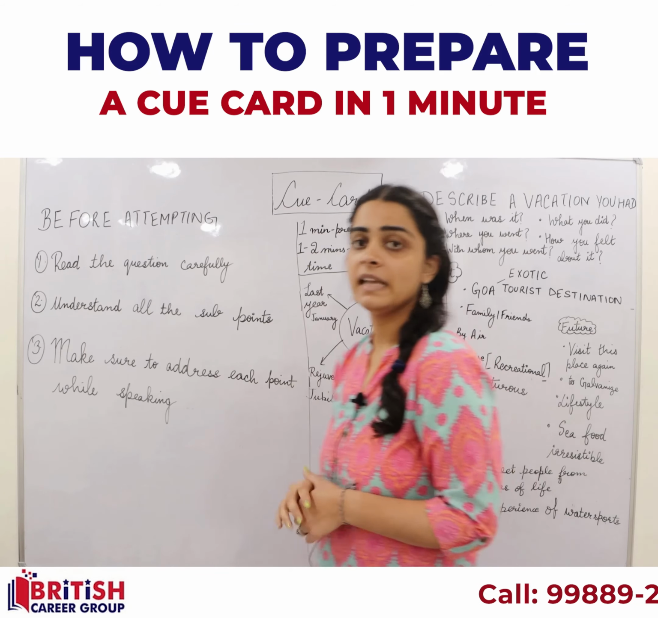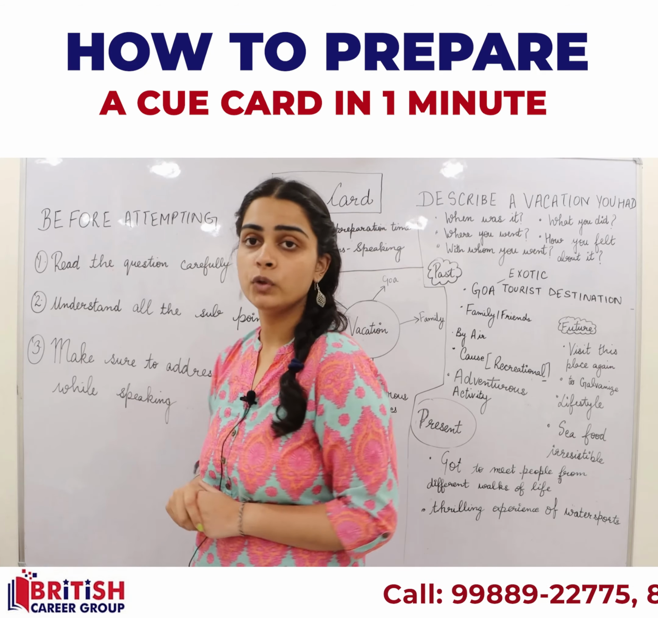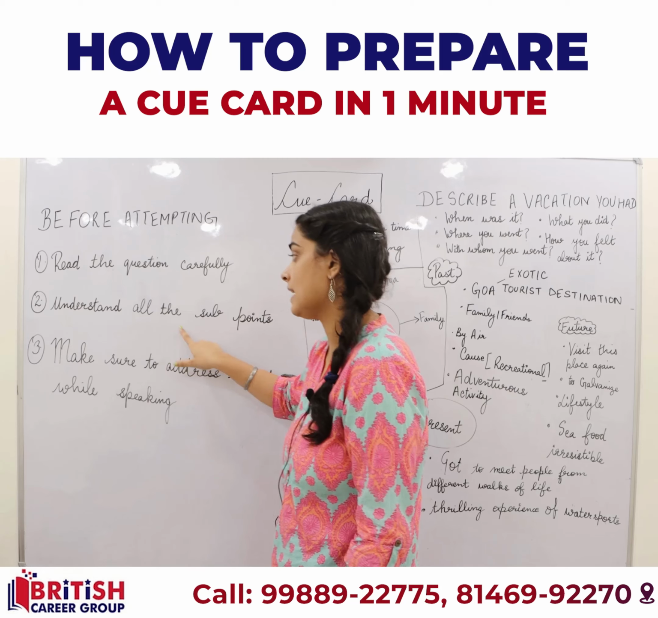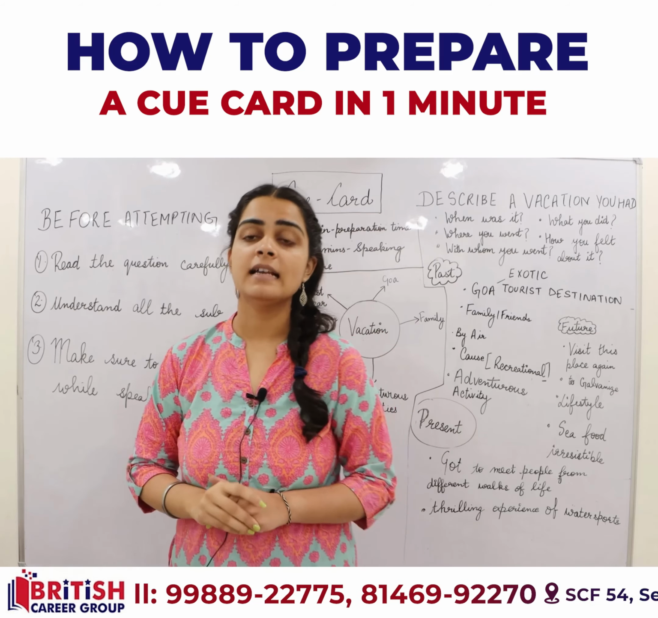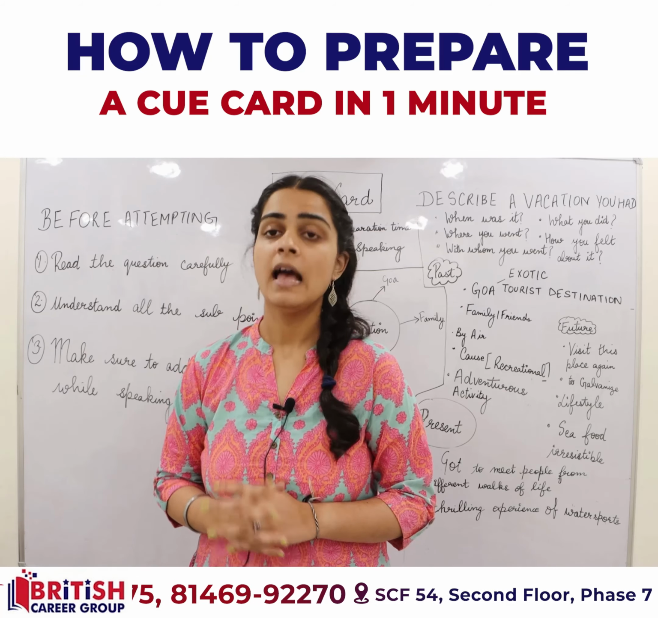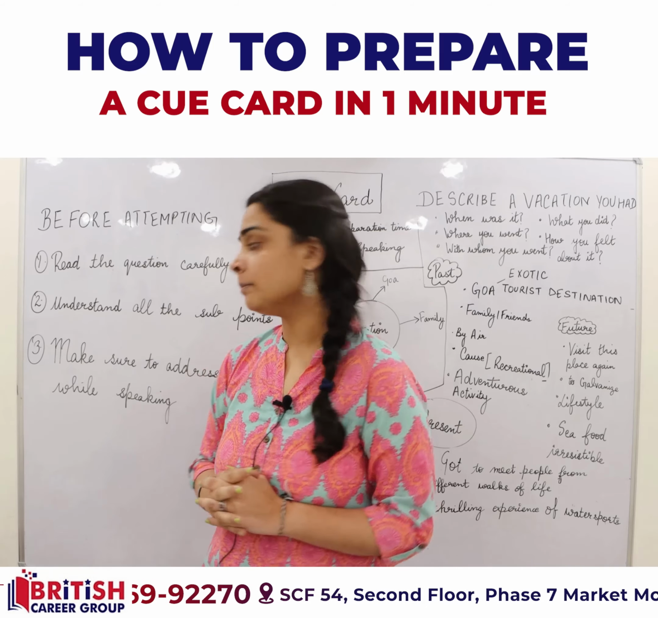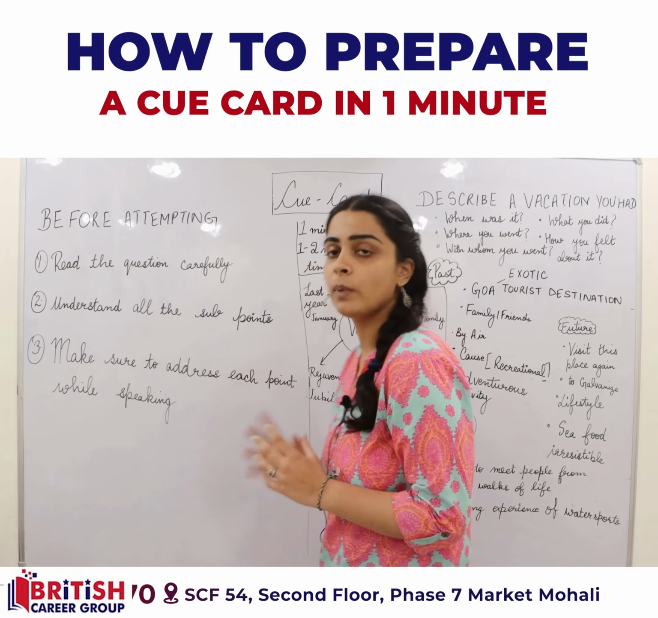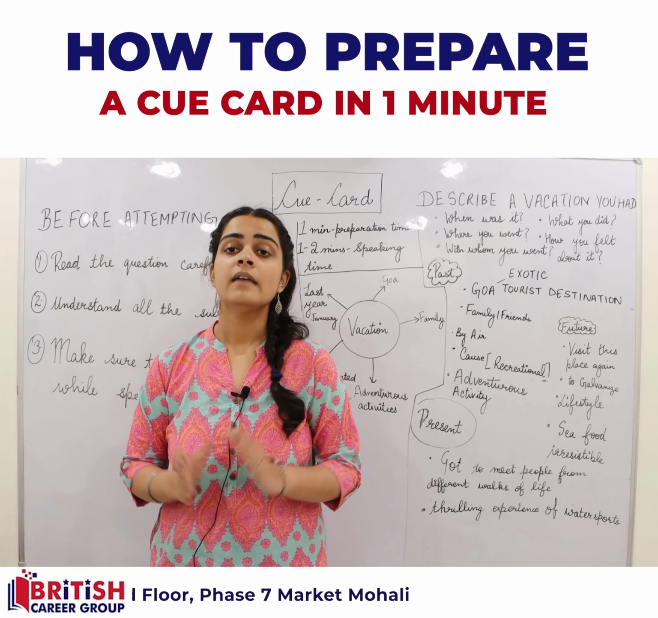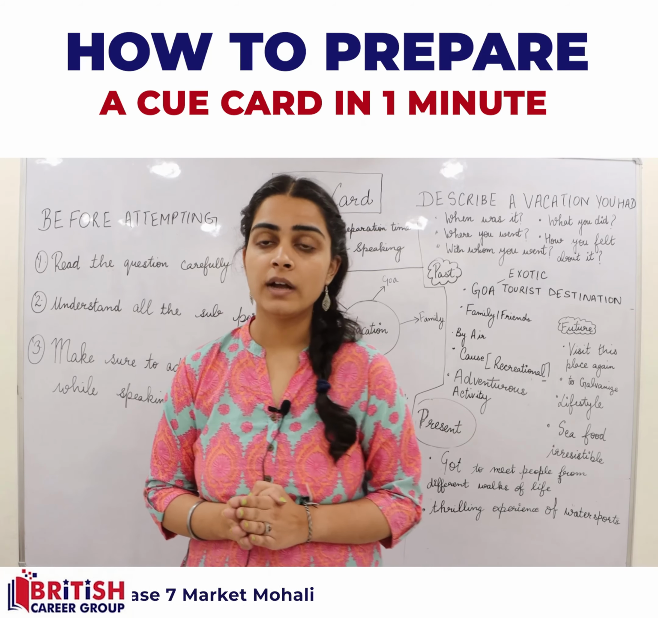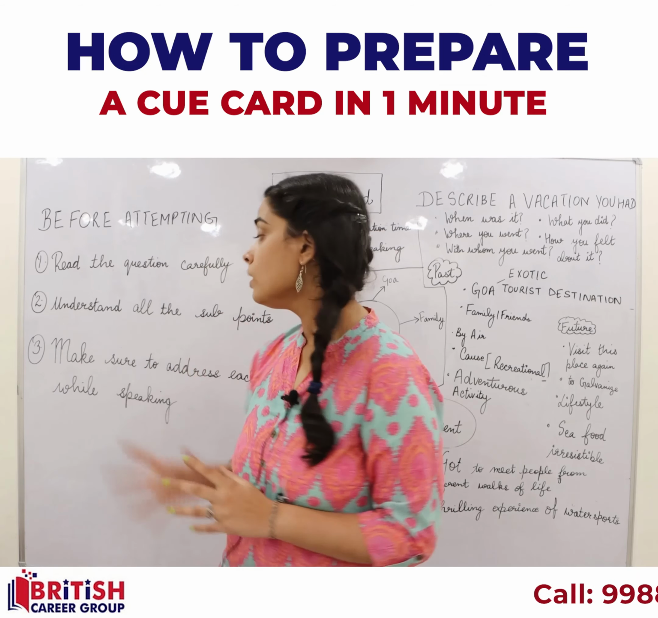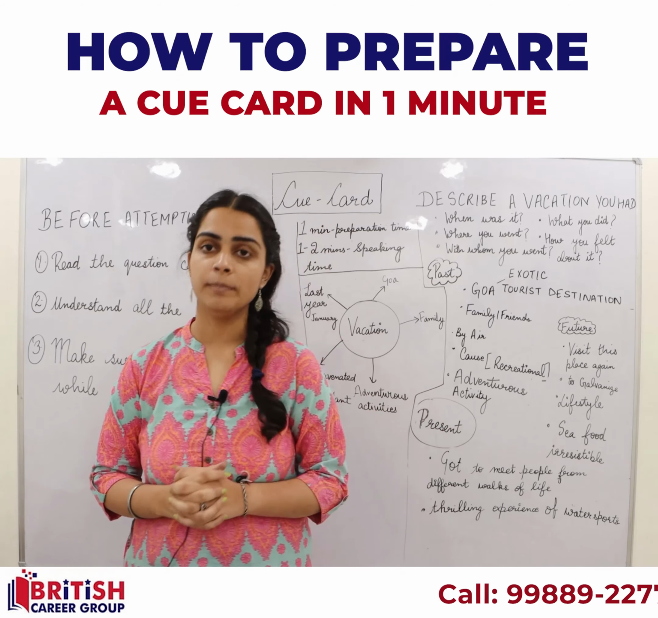So, before attempting any cue card, the most important points that you have to keep in mind are, you have to read the question very carefully. Then you have to understand all the sub points. Every cue card has some sub points. That means you have to cover those sub points while you speak for 2 minutes, and without that your cue card is incomplete. Make sure to address each point while speaking, so you can justify the cue card and nothing is missed. Otherwise, you will not get a good band score. So you have to cover all the points to fetch a really good band score.